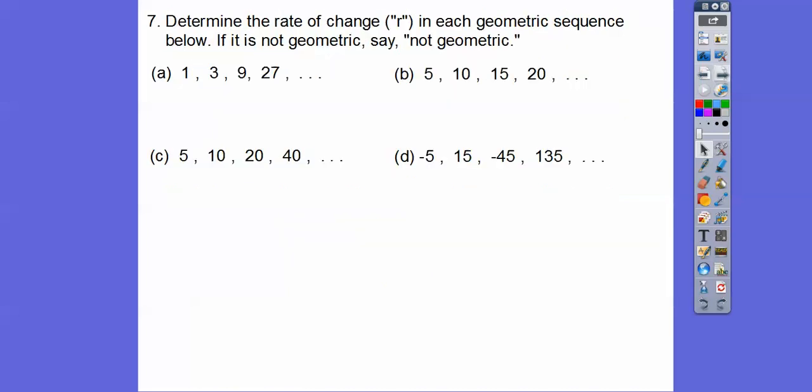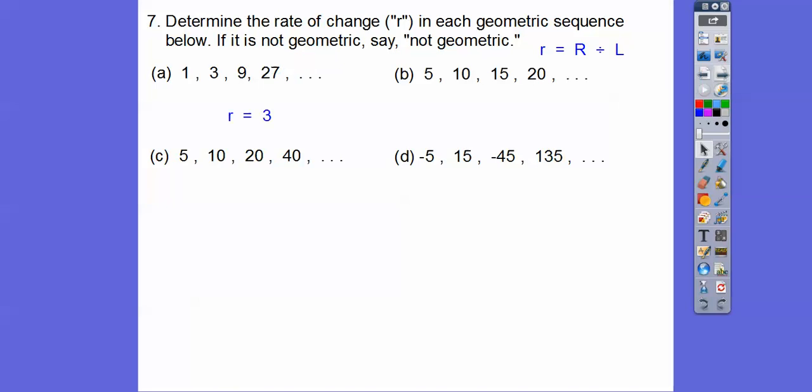All right, so determine the rate of change, which is r, in each geometric sequence. If it's not geometric, say so. Let's look at this one right here. Geometric means we're going to go times r, times r, times r. Can you see this is 1 times 3, 3 times 3, 9 times 3. Here r equals 3.